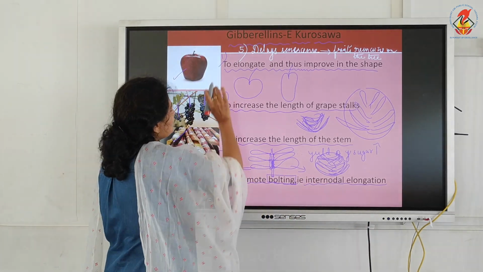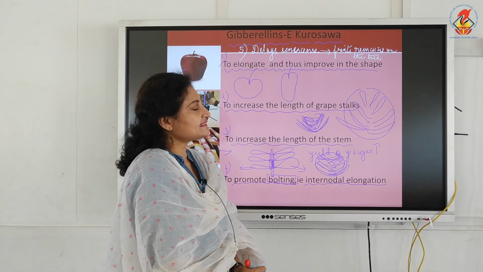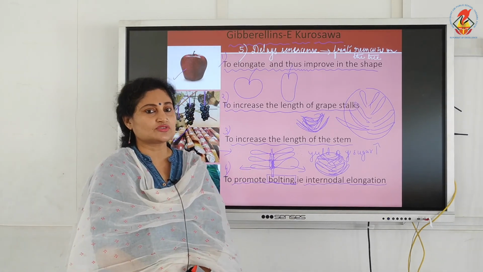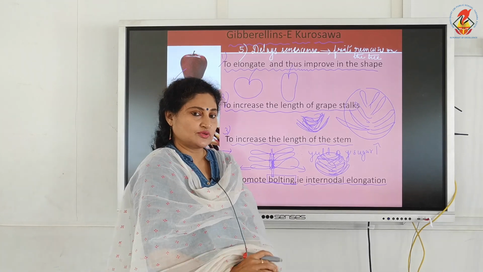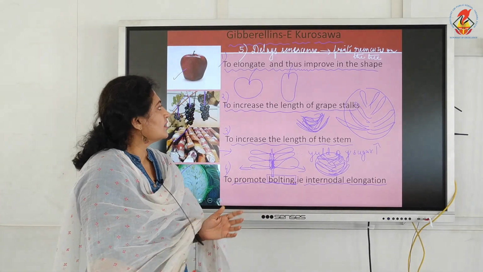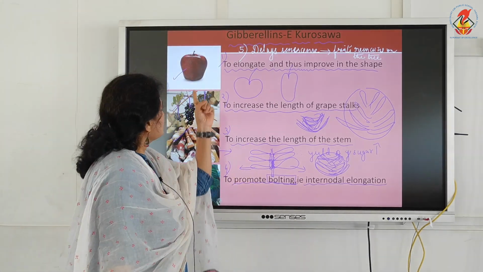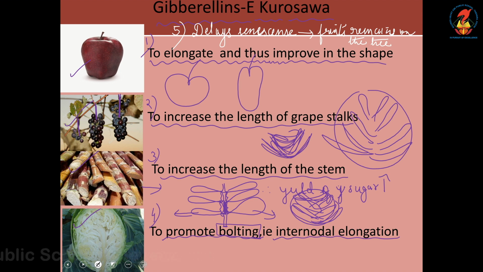So the last point, don't forget to incorporate delays senescence. Therefore fruits remain on the trees for a longer period to extend the market period. That's very important. So once again, the functions of gibberellins: elongate and thus improve the shape of apples, specifically for apples. Second, it increases the length of grape stalks. And I told you the purpose of grapes.